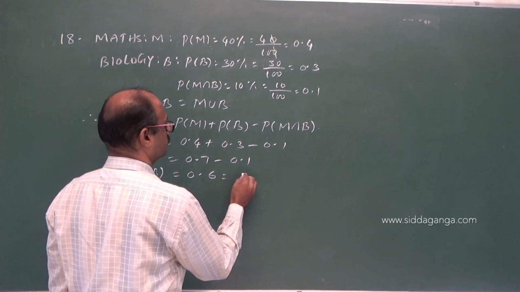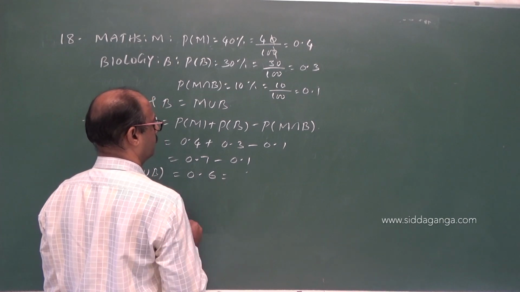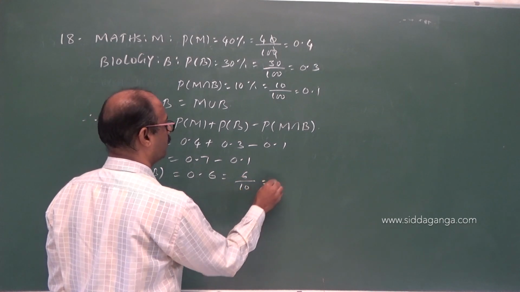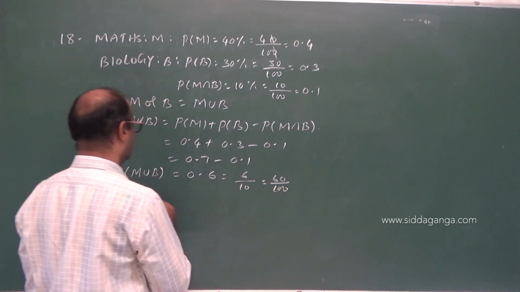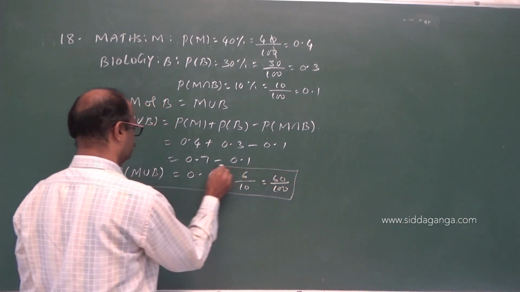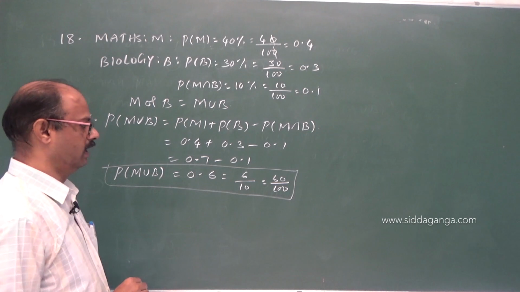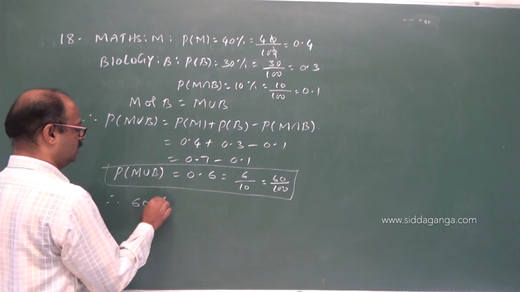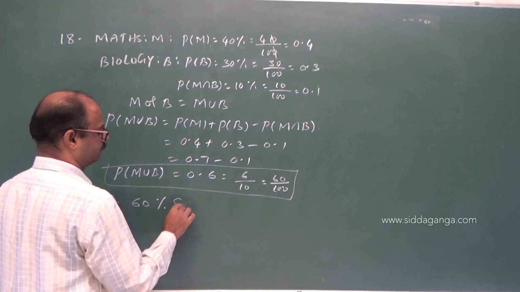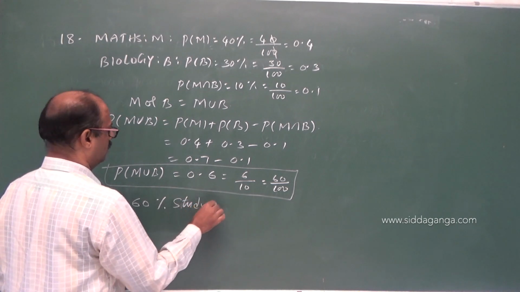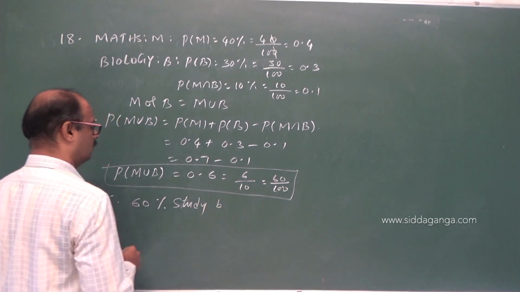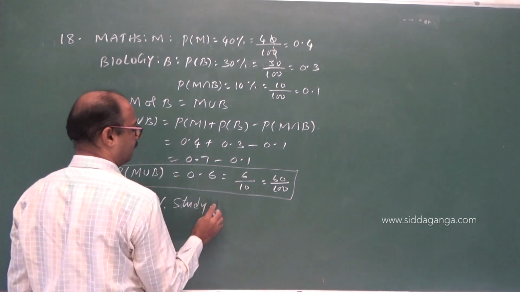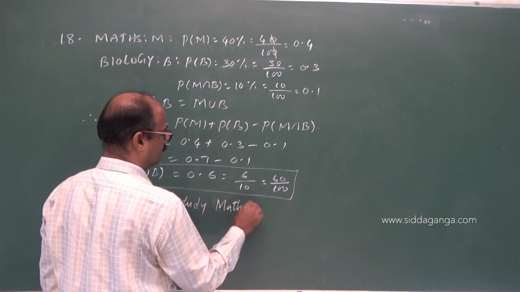60%, that is 6 divided by 10 or 60 divided by 100, like this. 0.6 is the same as 6 divided by 10 or 60 divided by 100. Therefore, 60% study maths or biology.